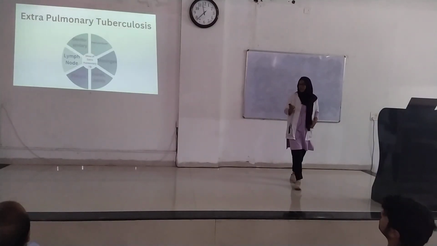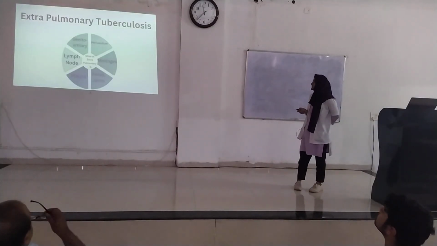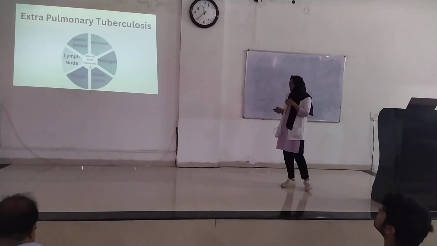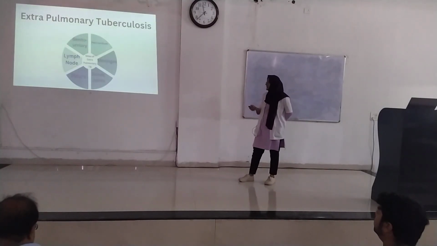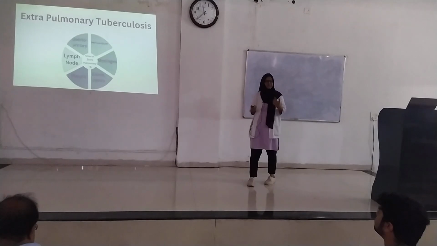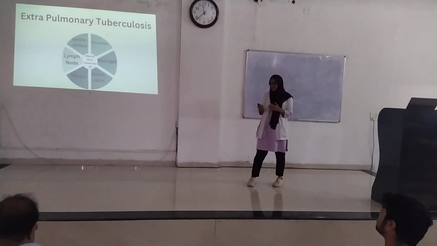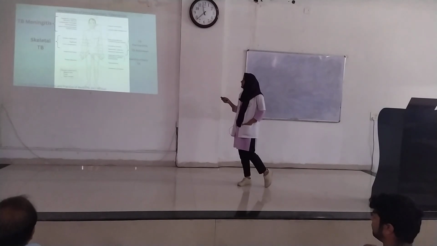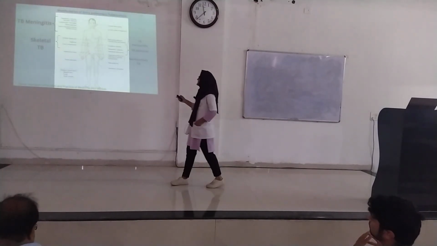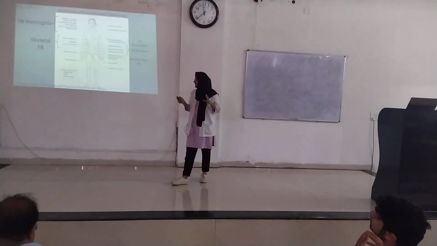Heading our discussion towards extrapulmonary tuberculosis. The most common site involved in extrapulmonary tuberculosis is the lymph node, then pleura, and other sites such as bone, joints, meninges, pericardium, and the genitourinary system. This is the diagrammatic picture showing the manifestations of extrapulmonary tuberculosis in adults. Now let us discuss these features systematically.